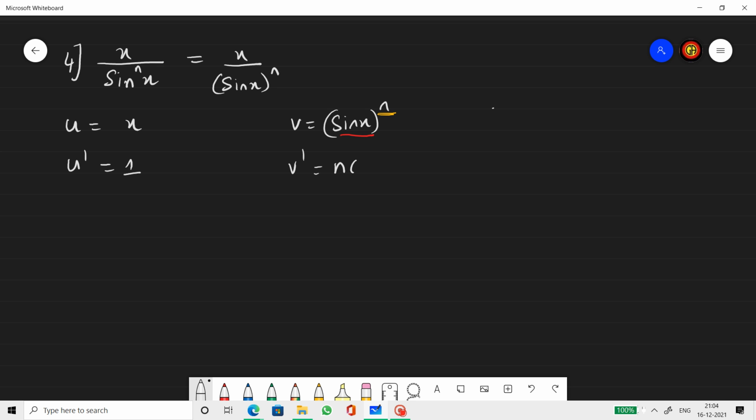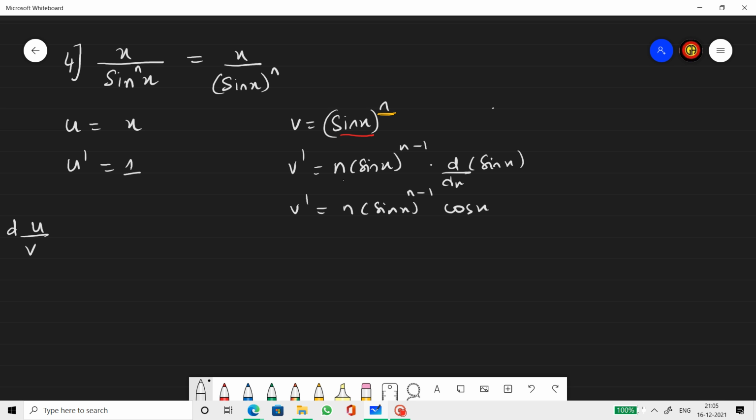So n into sine x to the power of n minus 1 into differentiation of sine x. So v dash is complete only when you finish the differentiation of sine x also. So n sine x to the power of n minus 1 into cos x. So this is v dash. Now put it in the formula.